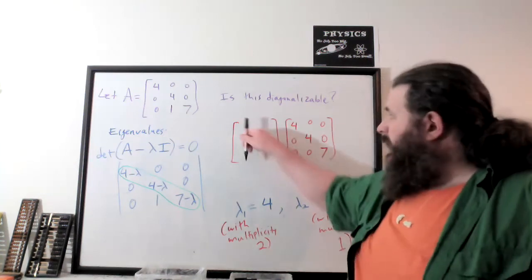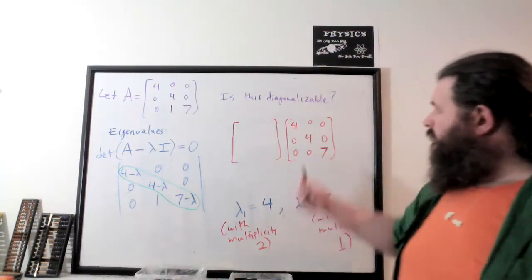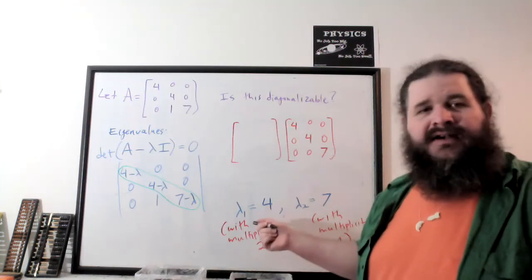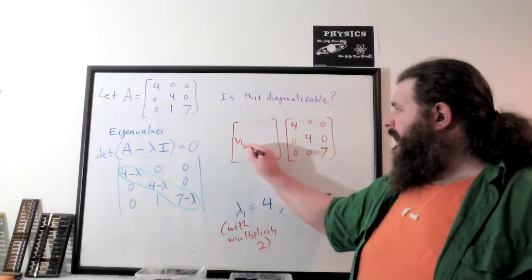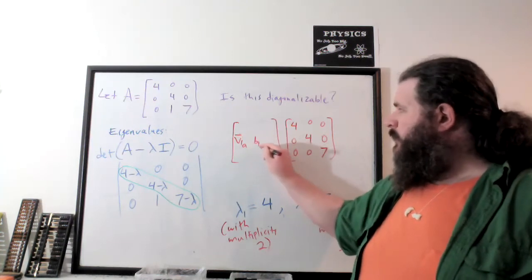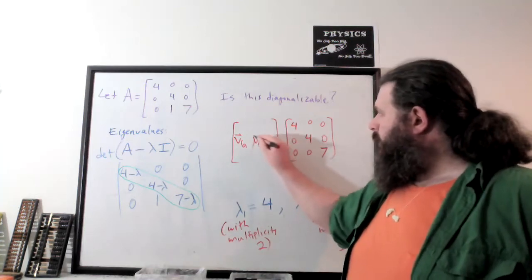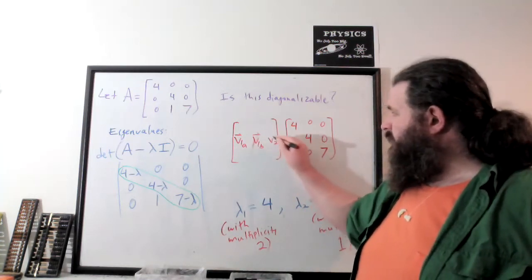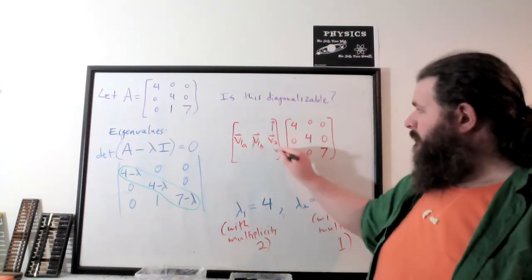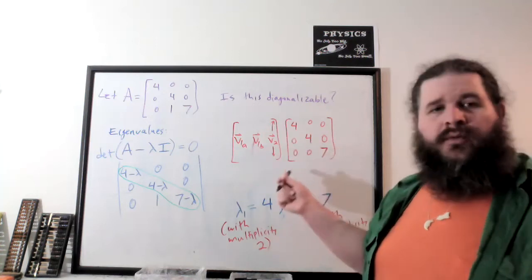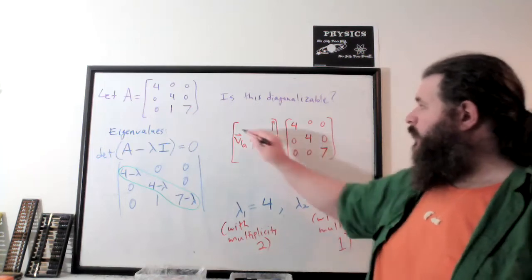But the problem is we've got to have 3 independent eigenvectors in this. If 4 shows up twice, presumably 4 is going to need to have 2 different eigenvectors. Let's say V1A and V1B. And then presumably the third one would be V2. So we'd have to have an eigenvector associated with 7 as the third column. But in order for this to work, we need to have two distinct linearly independent eigenvectors associated with 4.